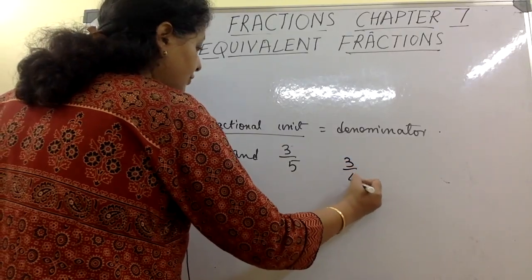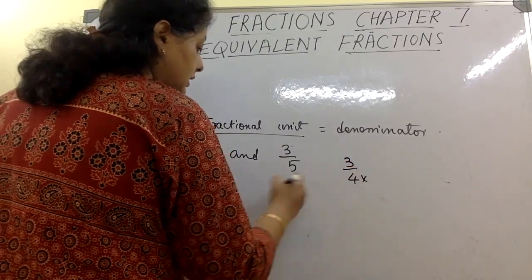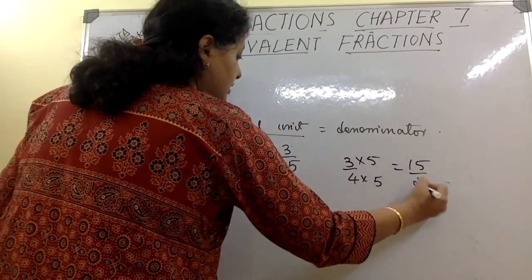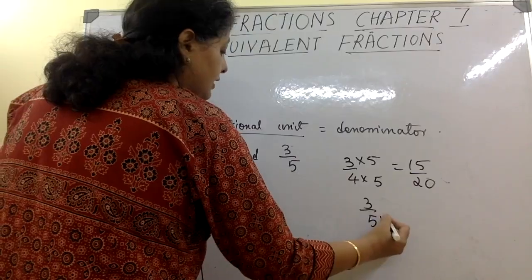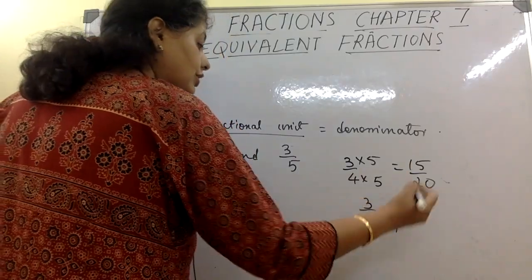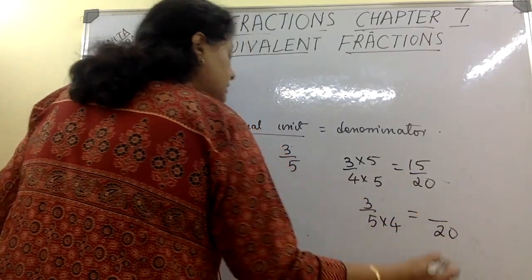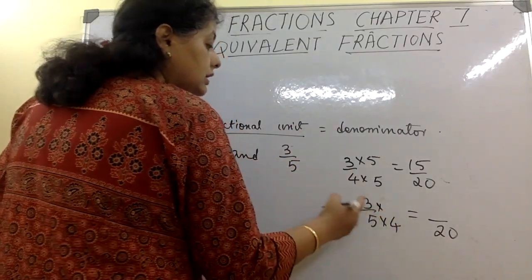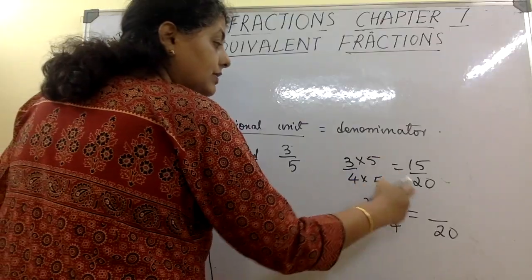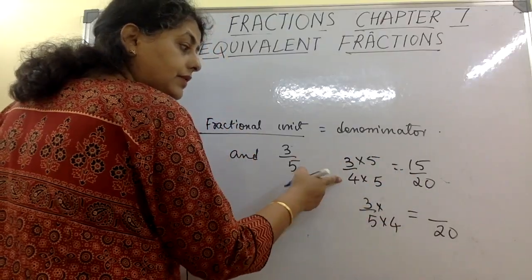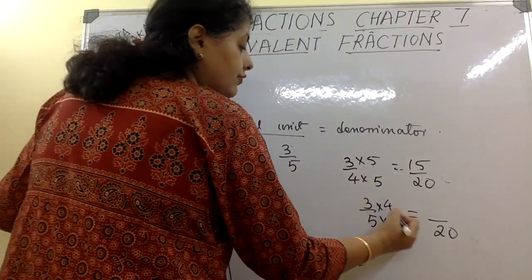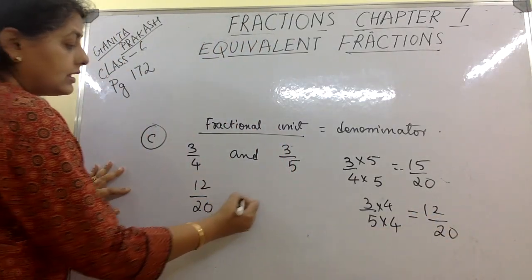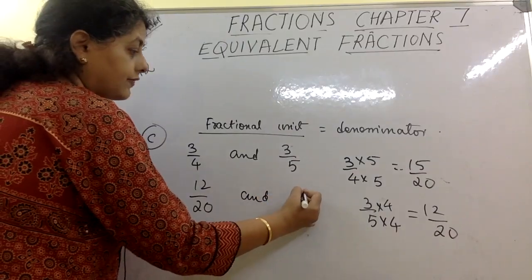So 3 by 4 into, LCM is 20, so into 5, that is 15 by 20, and 3 by 5 into 4. Why am I doing into 4? I got a 20, that is the LCM. They said same fractional unit, same denominator. So this is what I am getting. 15 by 20 is an equivalent of 3 by 4. So 3 by 5 into 4, 12. So here 12 by 20 and 15 by 20.